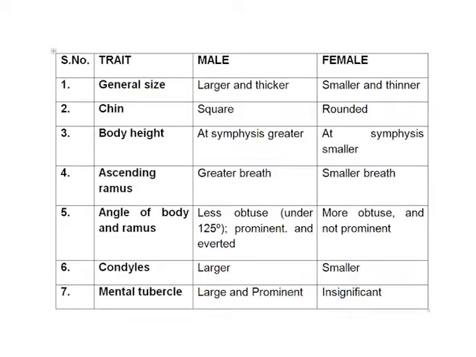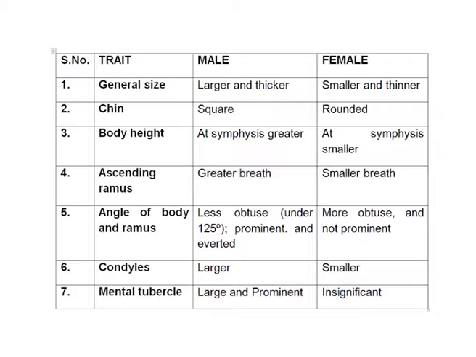Now, we will understand the difference between male and female mandible with the help of the following table. Generally, the male mandibles are larger and thicker in size, whereas female mandibles are smaller and thinner in size. If you observe the chin, it is square shaped in case of males, whereas it is rounded in case of females. If you see the body height of the mandible, that is the jawbone, the symphysis is at a greater level, whereas the symphysis menti is smaller in case of females.